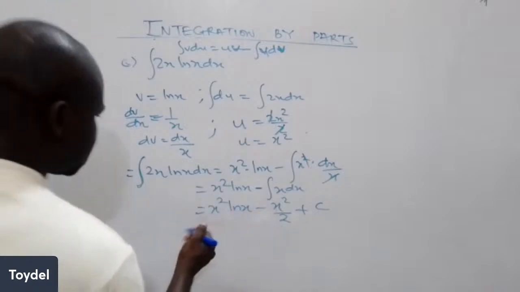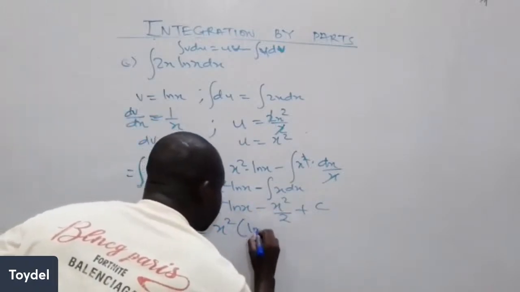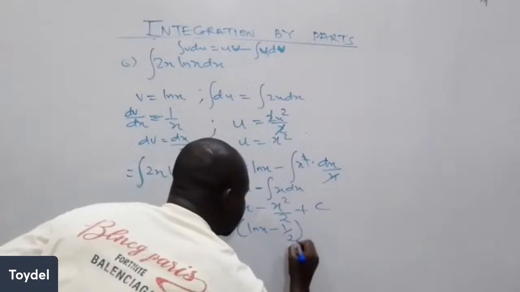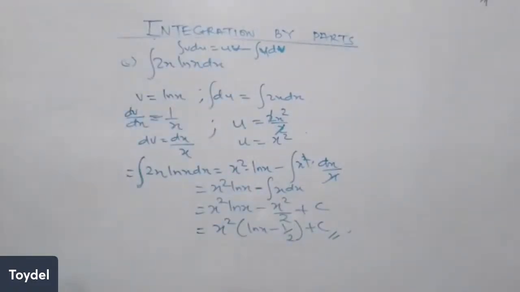Of course, we can just move a step further and bring out x squared to have x squared, bracket ln x minus 1 over 2, plus arbitrary constant. And that is what we are going to have. So I would love to stop here because of our time. In our next video, we consider integration by partial fraction.